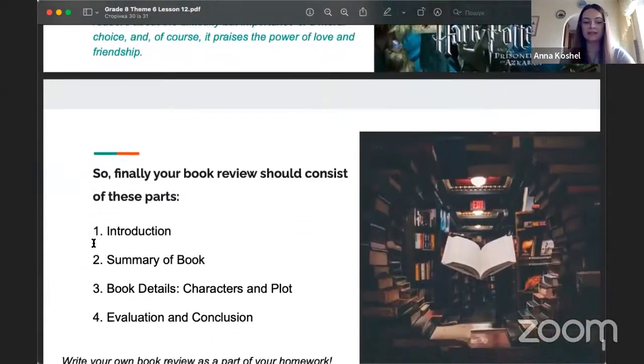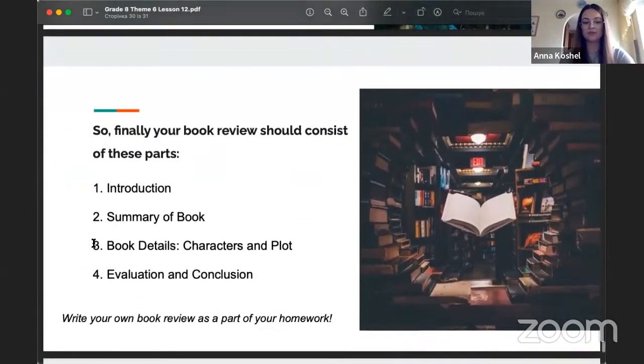And yeah, when we finalize, your book review should consist of the following parts. Тобто, якщо ми узагальнимо, наш відгук про книгу має складатися з наступних частин. 1. Introduction, вступ. 2. Summary of book. 3. Book details, characters and plot. 4. Evaluation and conclusion, тобто оцінка і висновок про книгу. These are 4 paragraphs that are needed to be in the book report.